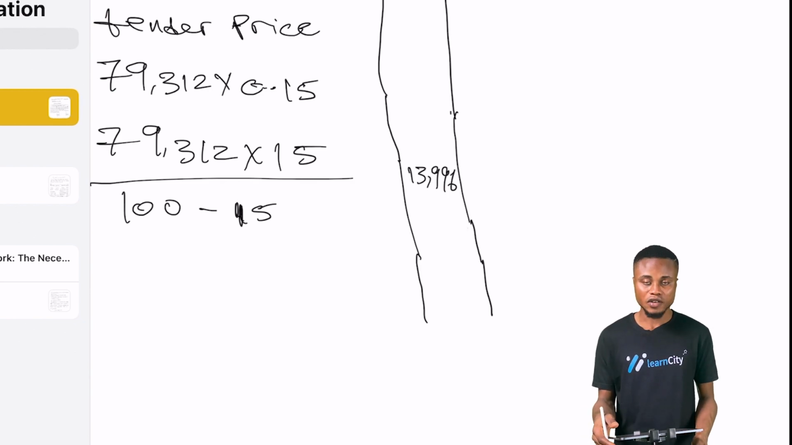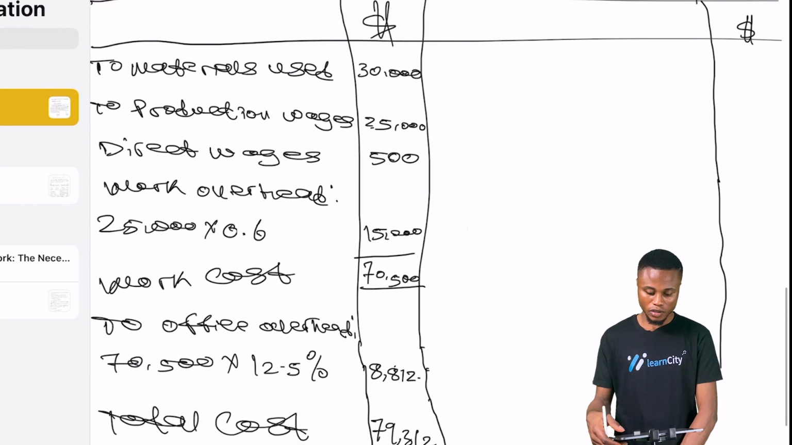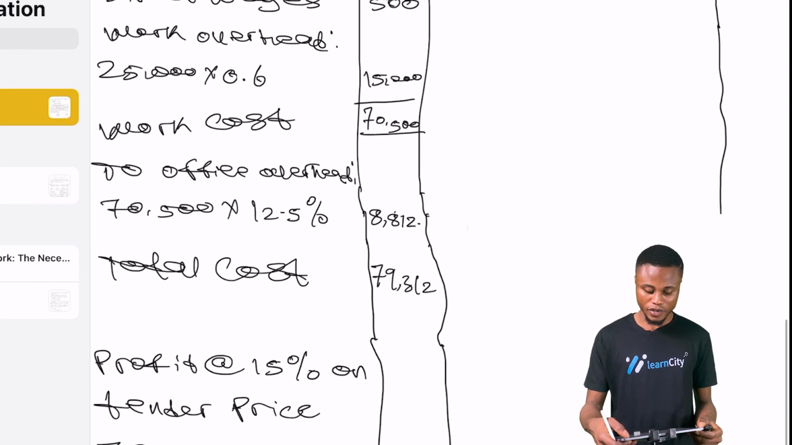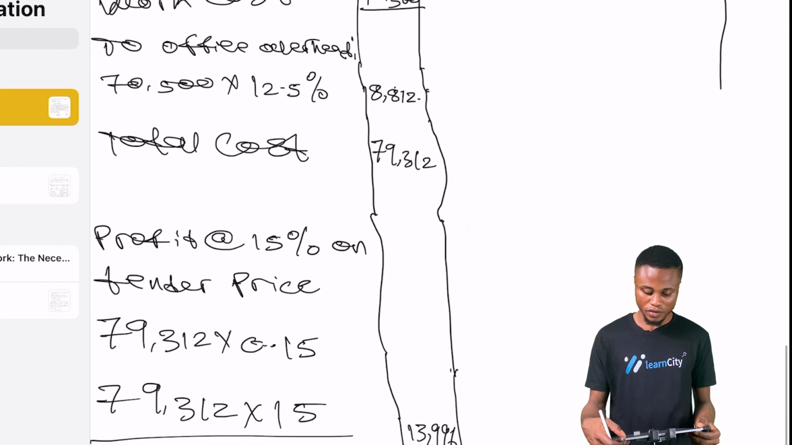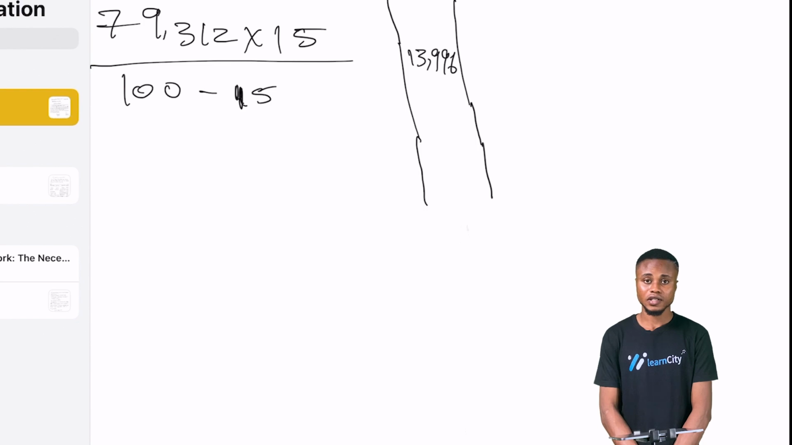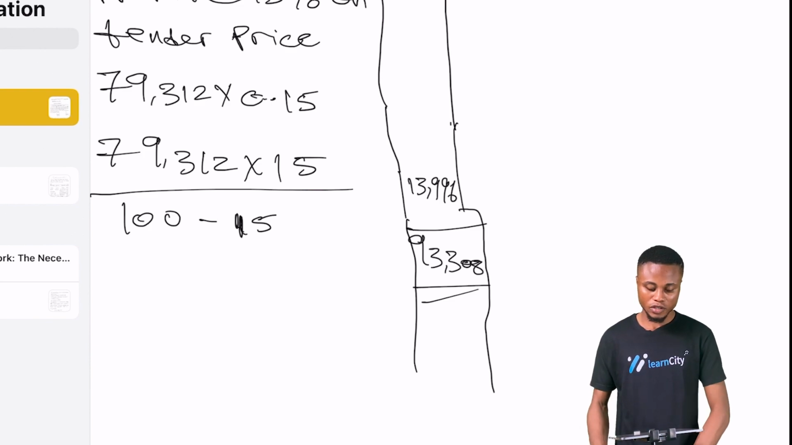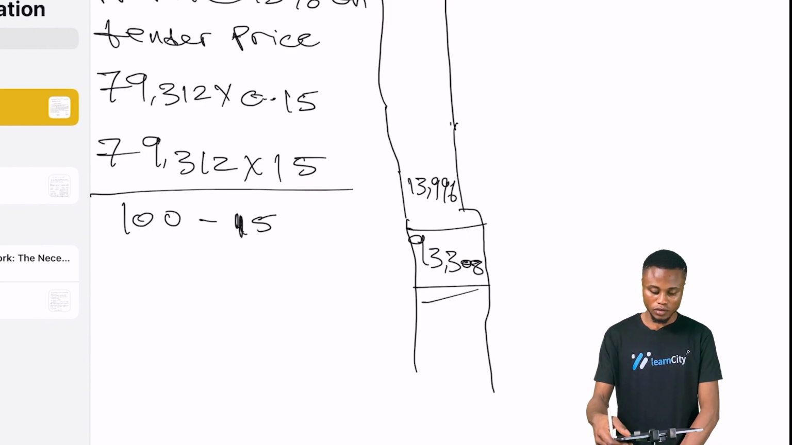All right. Every item in that question is what we have gone through. So let's now total our work. $30,000, 25,000, 500, 15,000, 13,996... if you do that, we are going to arrive at $93,308. Okay, that's the total for us on our debit side.